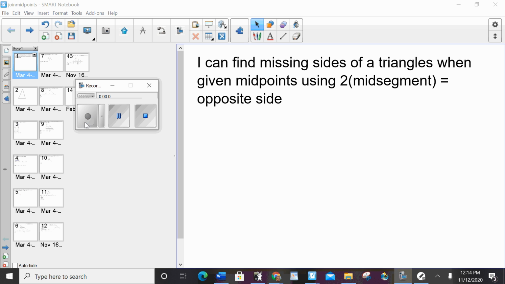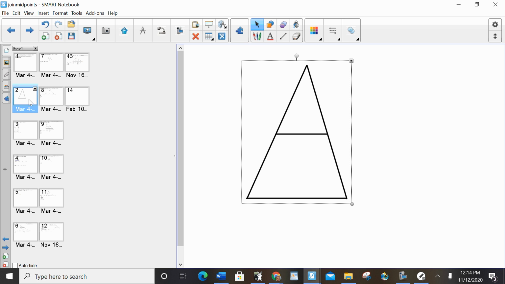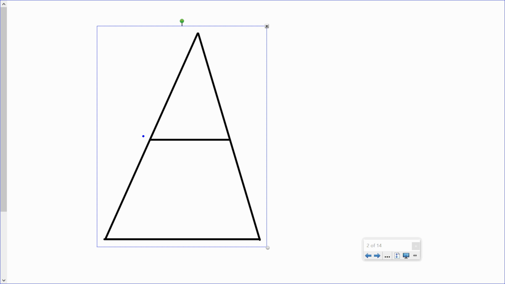Hello everybody! Today I can find missing sides of a triangle when given midpoints using 2 times the midsegment equals the opposite side. I'm going to explain to you what that means. So I'm going to tell you that these are midpoints. There are a few special things that happen when the midpoints are joined.